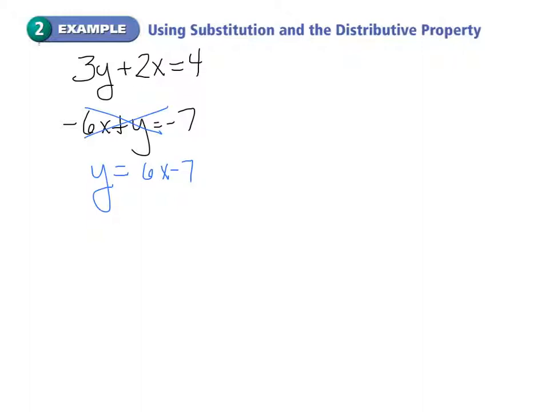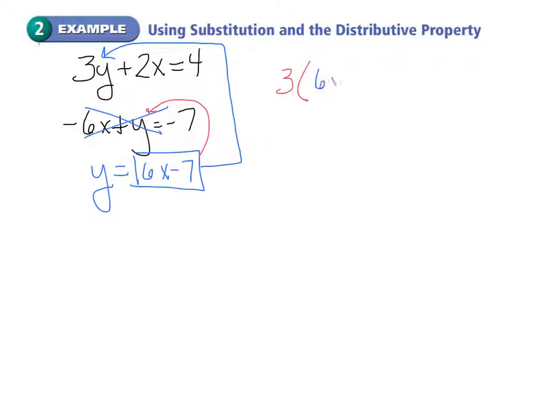Now, I'm going to take that expression. What does y equal? y equals 6x minus 7. I'm going to take that value and plug it in up here to the first equation for y. Do not plug the equation into itself. Some people are like, oh, I'm going to take the 6x minus 7 and plug it in right here. No, you can't plug it into itself. You plug it into the other equation. So if I plug it in, this is what I get. 3 times, in parentheses, 6x minus 7 plus 2x equals 4. And now you just solve the equation.